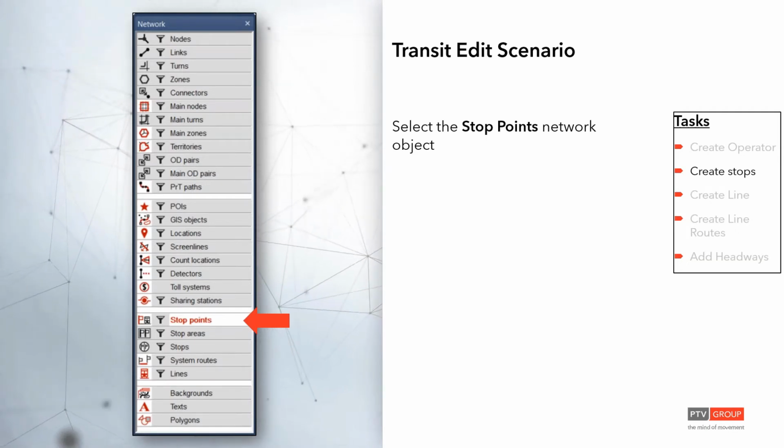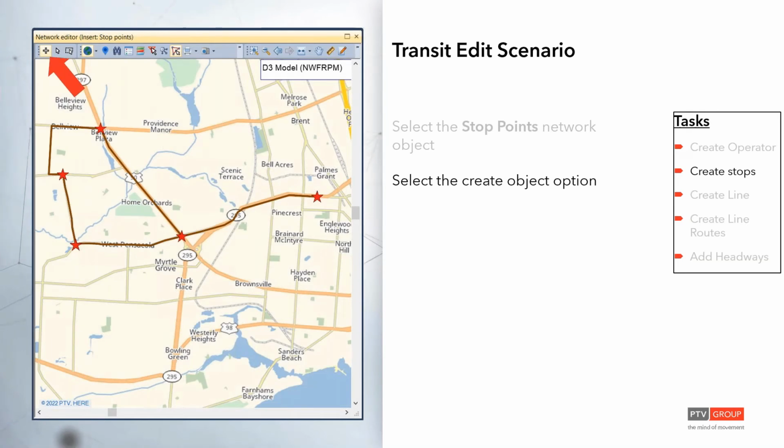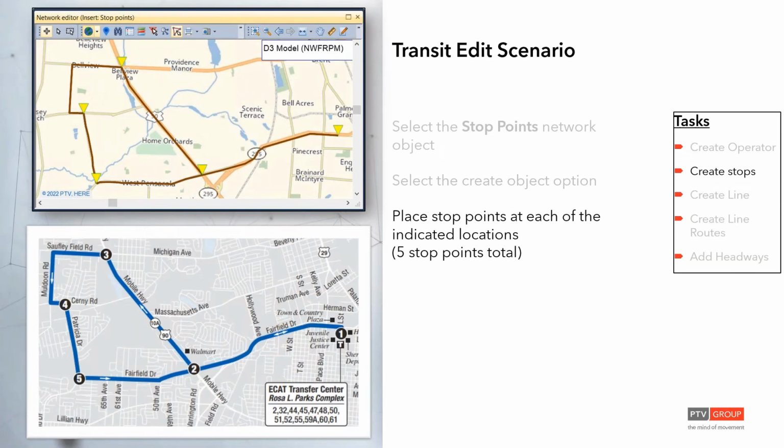So in this case, we're going to start by selecting the object stop points. And again, we're not going to have to worry about stop areas or stops, because when we create our single stop point, it'll automatically create those other two objects in the background. So we don't have to worry about building those out. So we're going to select stop points. We're going to use the creator option. And then just utilizing the existing map that we have with the points of interest, we're going to recreate the 5 stops that we see on our line route. So let's go ahead and do that.